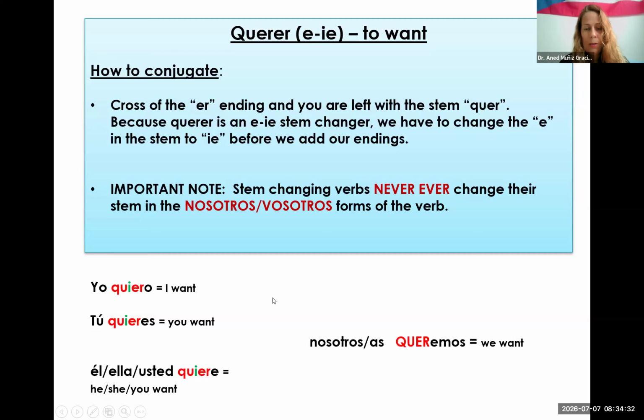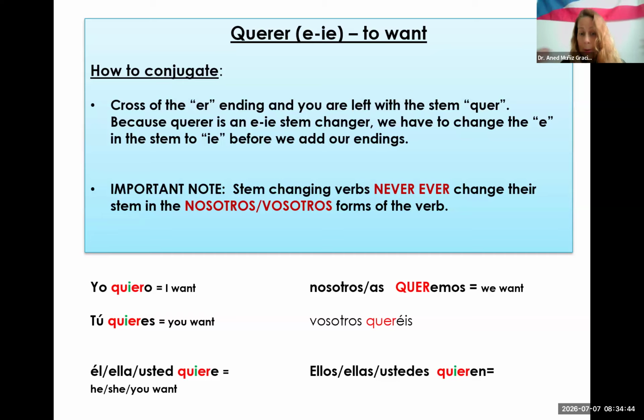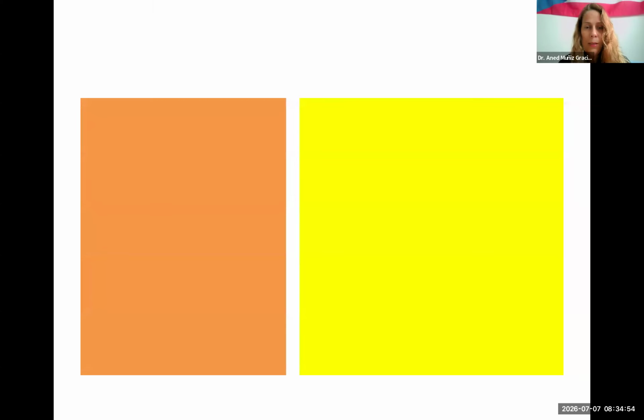So, bien. Entonces, nosotros, again, is not quieremos, but queremos, because we don't make these changes in the nosotros or vosotros if we are using the vosotros form. Again, in the Americas or the New World, we normally use ustedes, which is conjugated just like ellos and ellas. Bien, so that will be the verb.